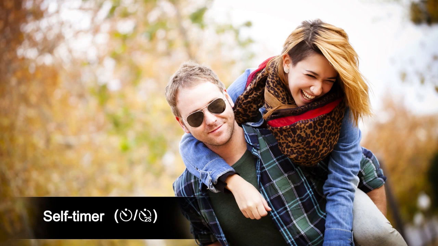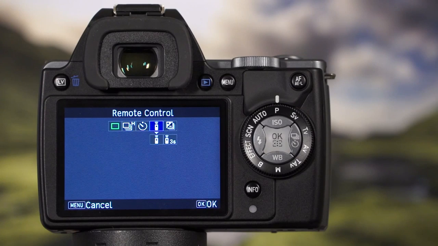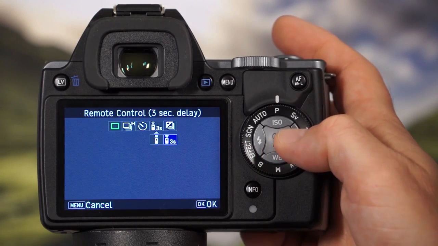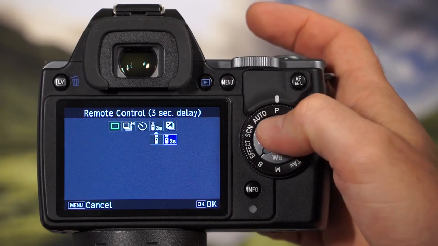The self-timer mode will take the picture either 12 or 2 seconds after the shutter button is pressed completely. Use this mode for self-portraits or with a tripod to reduce camera shake at very slow shutter speeds. The next drive mode is remote control. In this mode, the camera will be set to automatically communicate with an optional remote control. If you choose the 3-second delay remote mode, the camera will take the picture 3 seconds after the shutter button on the remote is pressed.